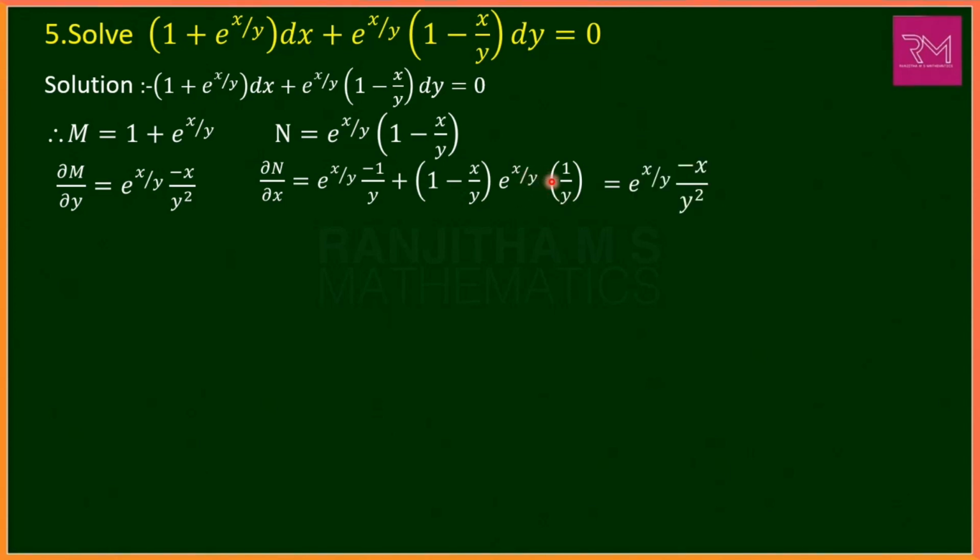Here multiplying e power x by y into 1 by y inside the bracket and simplifying, we get e power x by y into minus 1 by y, that is minus e power x by y divided by y, plus 1 into this term, that is plus e power x by y into 1 by y, plus into minus e power x by y into x divided by y into y, which is y square. So we can cancel the first terms. Hence the remaining is minus x into e power x by y divided by y square.